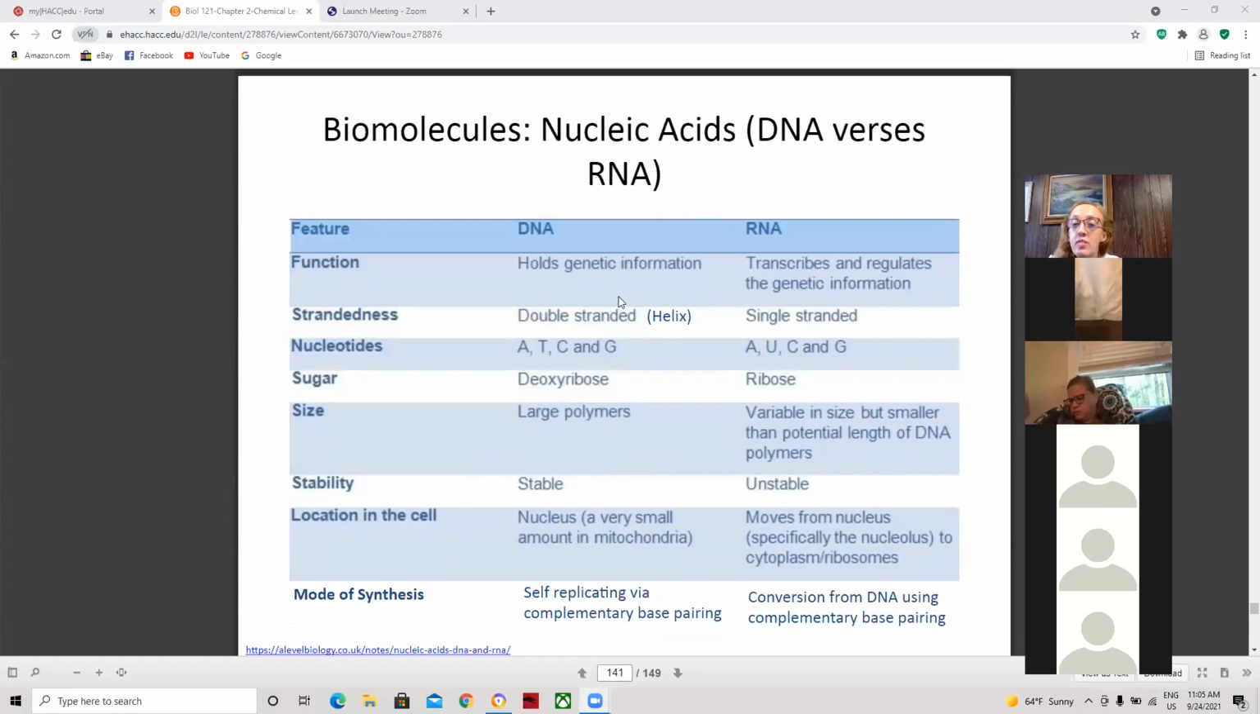So DNA major functions: holds genetic material. RNA transcribes and regulates the genetic material. We'll talk about some of this later. Hopefully you'll learn about it also in lab. DNA is double-stranded. RNA is single-stranded. The nucleotides in DNA are adenine, thymine, cytosine, and guanine. In RNA, they're adenine, uracil, cytosine, and guanine. The pentose sugar in DNA is deoxyribose. In RNA, it's ribose. The size for polymers: DNA is a very large polymer. RNA can be variable in size, but it's usually smaller than DNA.